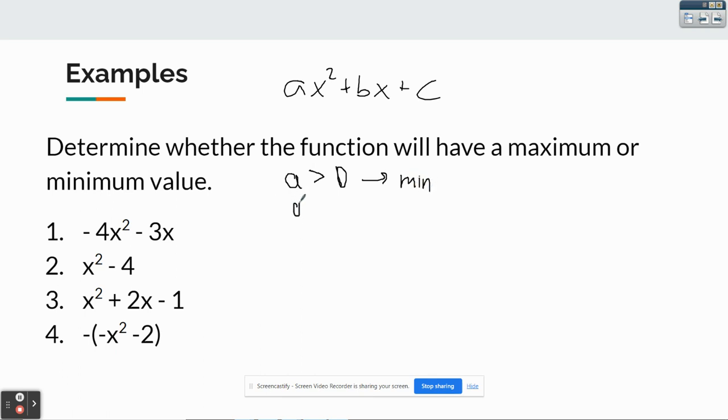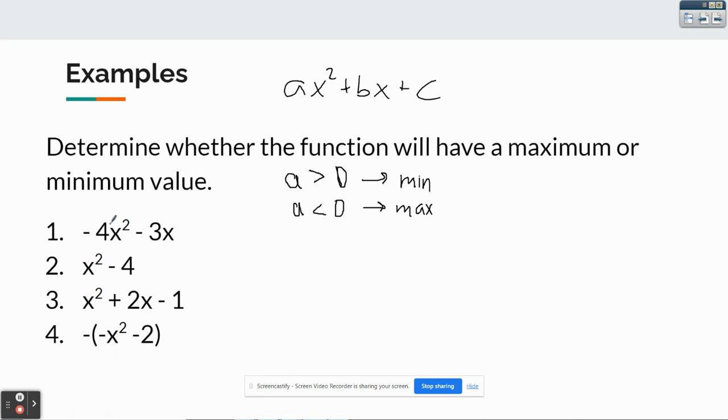And then the opposite of that. So if a is less than 0, so if a is a negative number, then you're going to have a maximum. And so we'll go ahead and answer whether they have a minimum or maximum first.